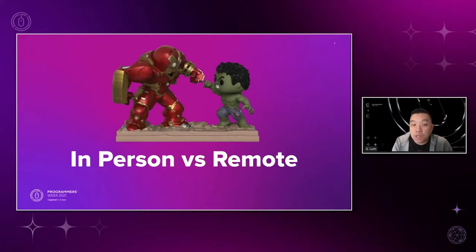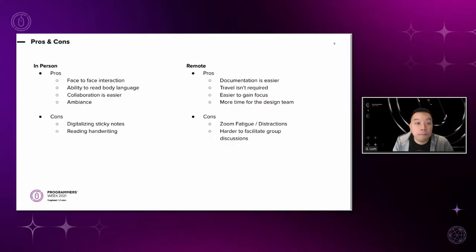And there's pros and cons to executing a design sprint in person, versus remote. So I'm going to spend a little bit of time explaining those, and then we'll dive into more detail about the design sprint activities. So what are the pros and cons of an in-person workshop? Well, the biggest pro, I think, is the face-to-face interaction. I think that's going to be key.